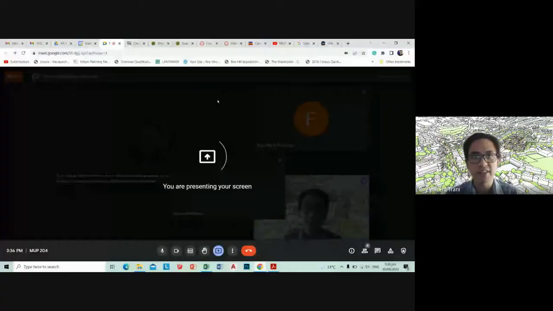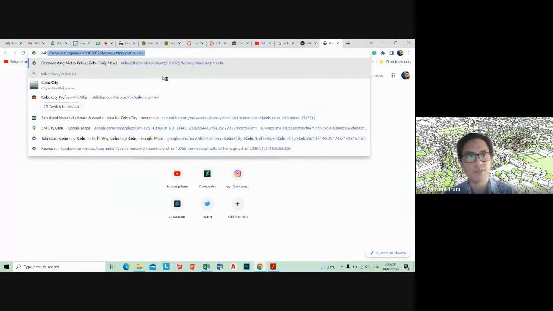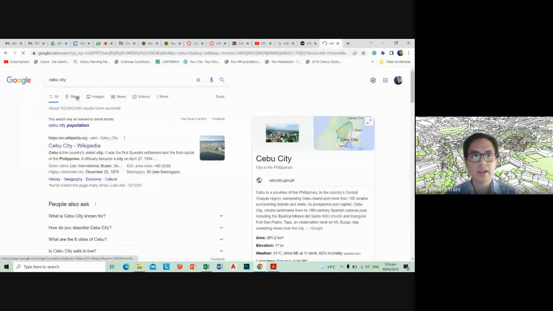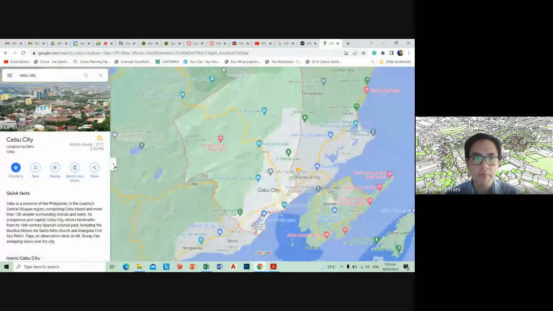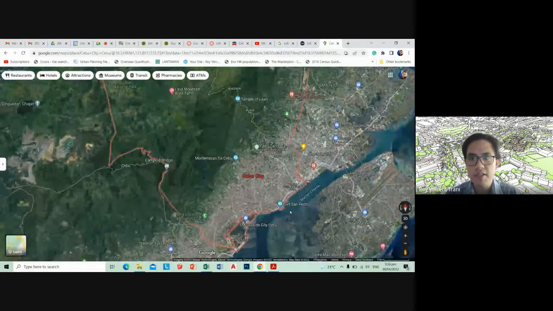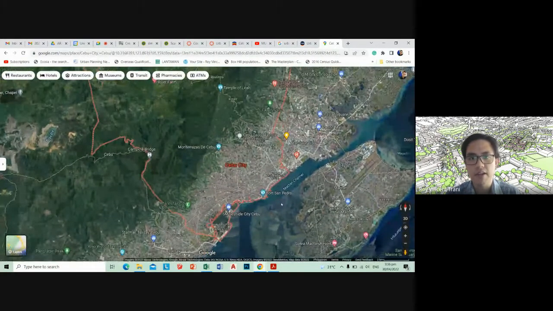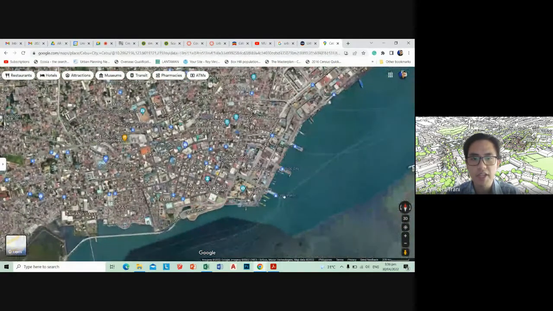So what I'll be checking is if you can find the nuclei or the center. Cebu City is very obvious as the old center. I think originally, in the 1920s, maybe even a bit before the World War, 1930s, Cebu was developing in a concentric pattern.